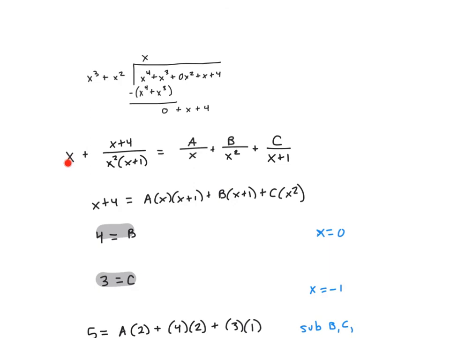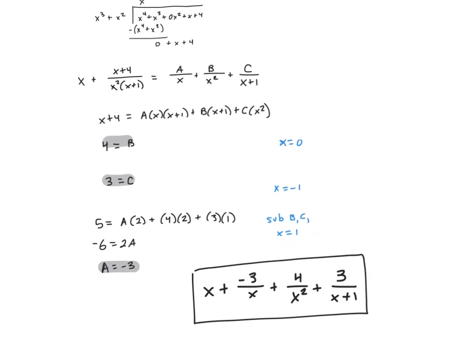So don't forget about this x, but we're just focusing on this for now. And then you could see that I substituted x equals 0, which allowed me to find b, substituted x equals -1, which allowed me to solve for c, and then I substituted the b value, the c value, and then I picked the x value, x equals 1, which allowed me to solve for a. And this should be our final answer. So make sure your final answer has that x, because that is part of our partial fraction decomposition.